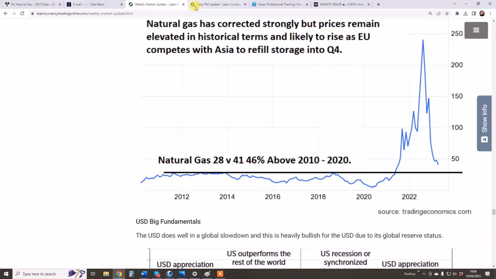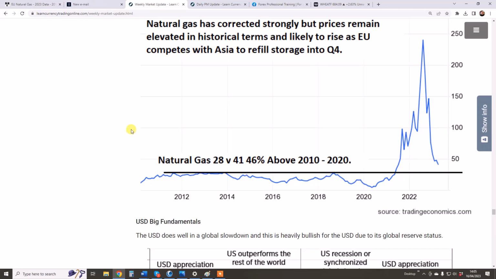But if you look at it, natural gas has corrected strongly, but prices remain elevated in historical terms and likely to rise as the EU competes with Asia to refill storage into Q4. If you look at the period 2010-2021, natural gas got up to around 28. That was kind of the peak. Then you have that huge rise and then the fall. But if we look at prices, they're 46% above the 2010-20 peaks. Okay, that's still a significant cost.